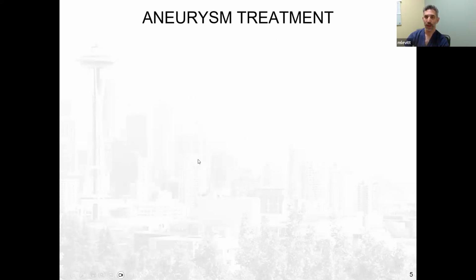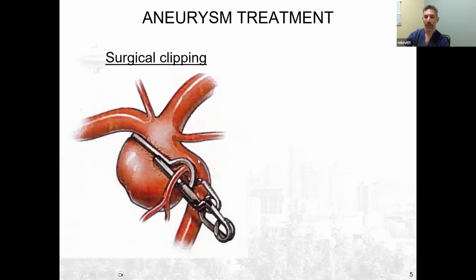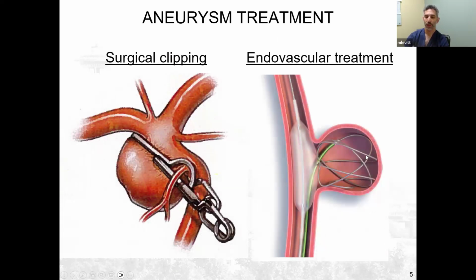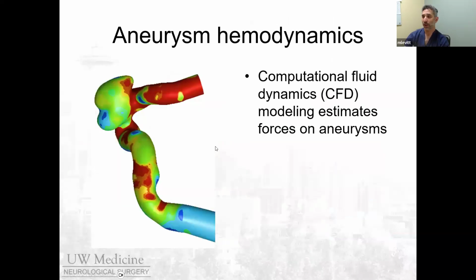So we treat aneurysms. There's a couple of different ways we do it. Surgical clipping, that's where we do an actual craniotomy, a surgery to remove part of the skull, and then using a microscope, get down and find the aneurysm, place one or more titanium clips across it. There's endovascular treatment, which is where we put catheters inside of aneurysms and fill them up from the inside. And there's a couple other ways we can do that. So that's the clinical treatment.